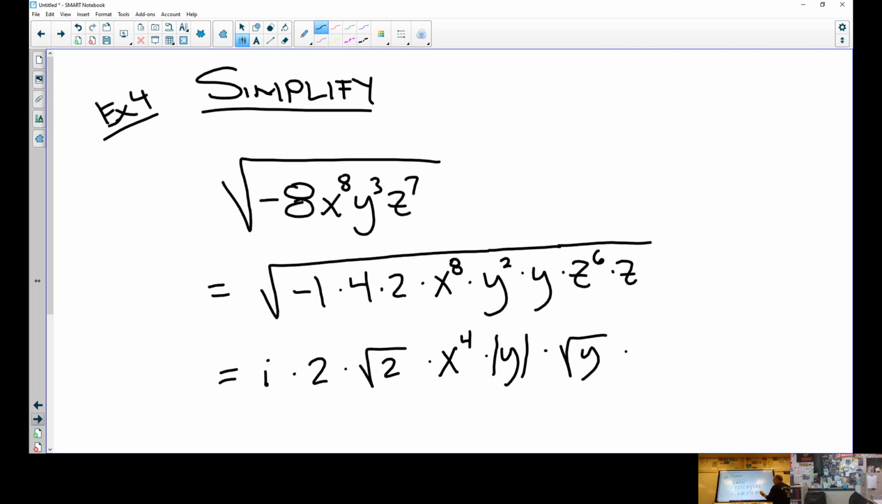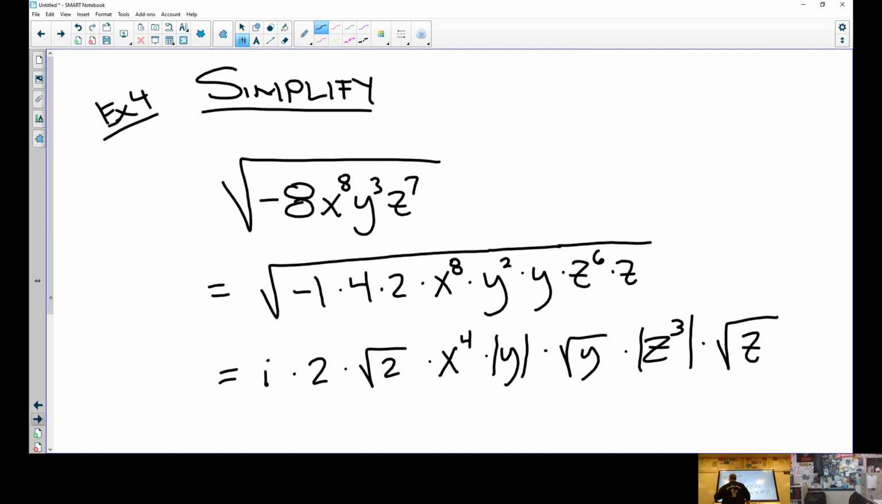Square root of z to the 6th. Z to the 6th, when I take the square root of that, I divide it by 2, so it's z cubed. Again, even root, because it's a second, odd, that has to go in absolute value. And then I'm left with a square root of z.